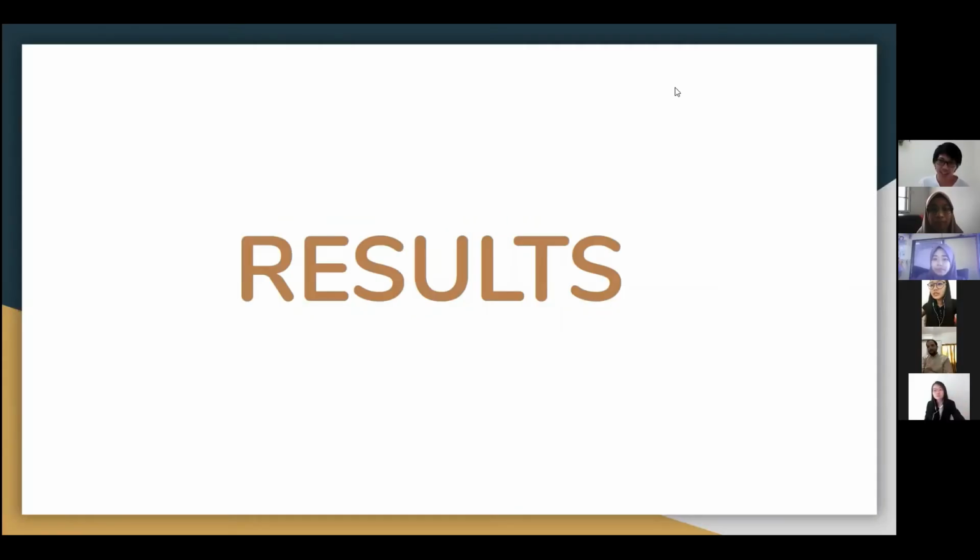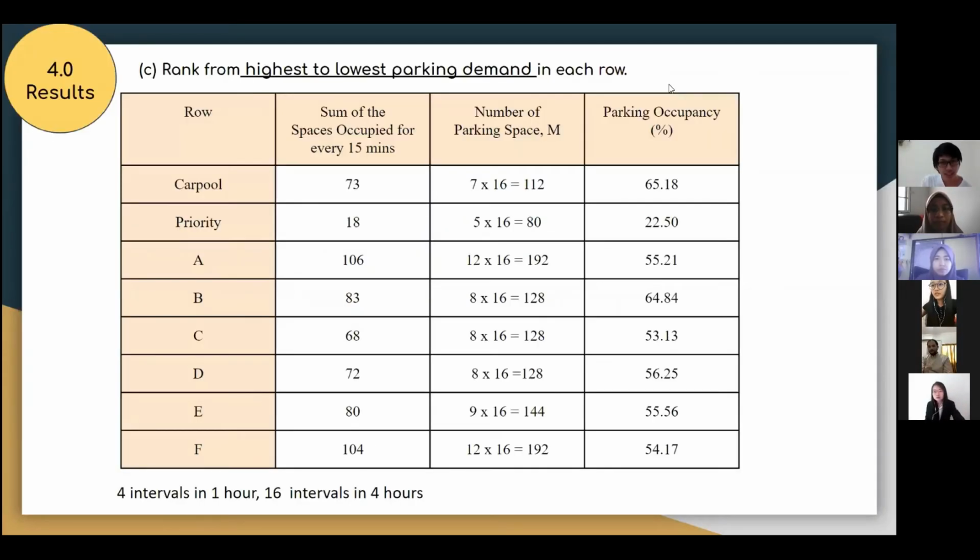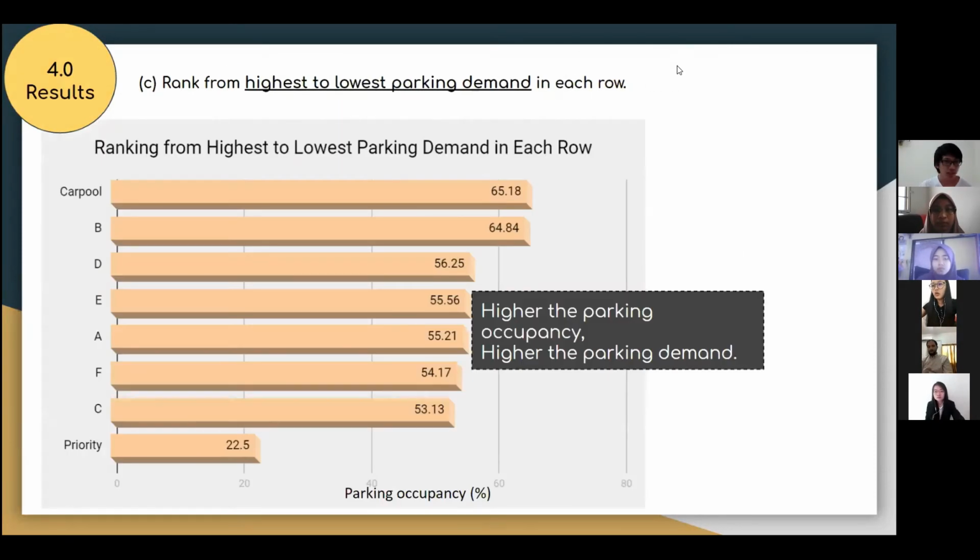We can use the space occupied for every 15 minutes from the calculation before. We will sum the spaces occupied for every 15 minutes for each row, then divide by the number of parking spaces. Then we will get the parking occupancies. After we get all the parking occupancies for every row, we will arrange them in a bar chart, as shown in the slide. The higher the parking occupancy, the higher the parking demand. Therefore, the carpool has the highest.